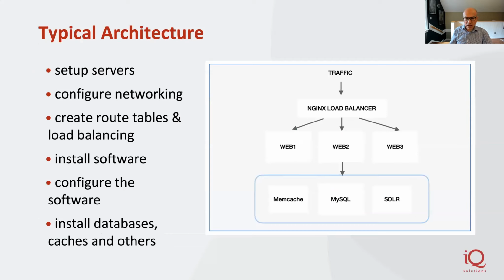Just going back quickly to a typical architecture, what you would have to do is have a load balancer, and 3 Drupal web servers you're load balancing across. You'd probably have a Memcache, a MySQL, a SOLR. You might even have Memcache on every one of those web servers, which is a possibility. So you'd have to configure networking, create route tables, do the load balancing, install the software, configure it, and install the databases, caches, and all the other things. And obviously that's not all. You'd also have to maintain these servers and update all of them. This is our typical architecture.